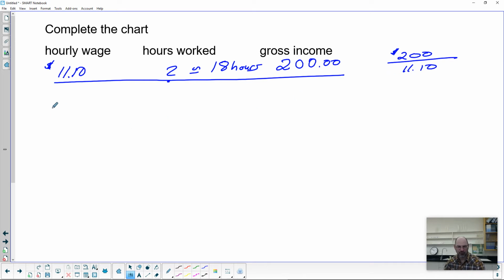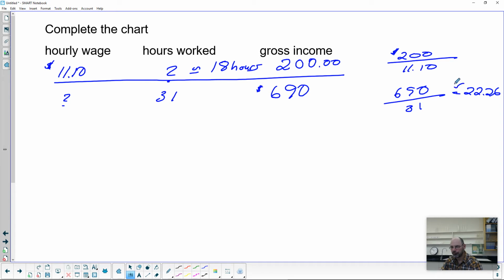If they give you that one blank and they say you worked 31 hours and then you grossed $690, that one's a divide as well. That's 690 divided by 31 hours to give you how much you're making per hour. So that's $22.26 an hour, and that would go right here.